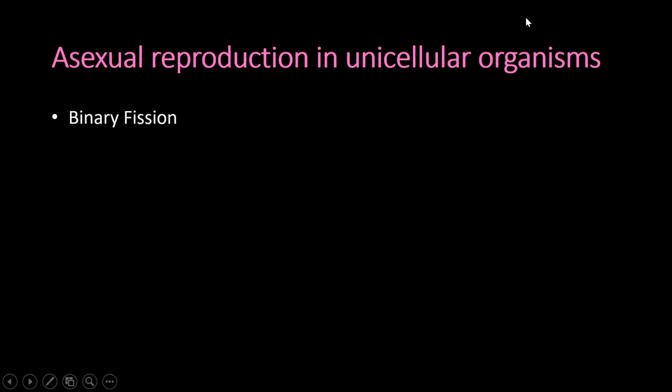Next, how does asexual reproduction take place in a unicellular organism? Binary fission, multiple fission, and budding. So there are three types in which asexual reproduction takes place in unicellular organisms: binary fission, multiple fission, and budding.